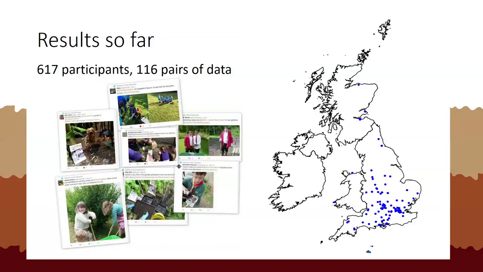So results so far, we've had 617 participants. This is some of our tweets from our participants, and 116 pairs of usable data. Some of the data pairs were incomplete. So there is rather a biased distribution towards the southeast, which you might expect. Both of our institutions are based in Oxford and London. I'm hoping to try and improve that over the rest of the project. I've got a Welsh language article coming out in the spring, and we're trying to do some events in areas which we haven't picked up many participants from yet.